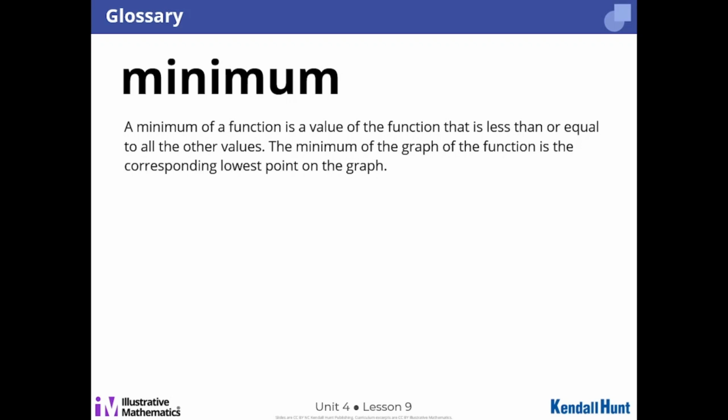The next glossary term is minimum, and this is the opposite of a maximum. Here we are looking at the smallest y value. Again, this could be the minimum for the whole graph, which would mean the smallest y value on the graph, or it could be a local minimum where we are taking a specific domain of x values and we're looking for the smallest y value within that domain.